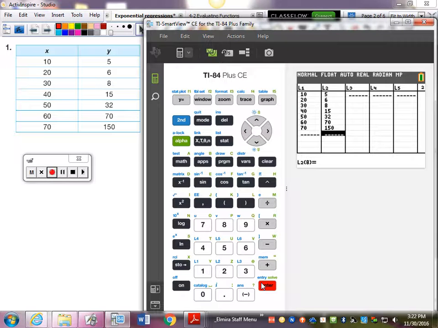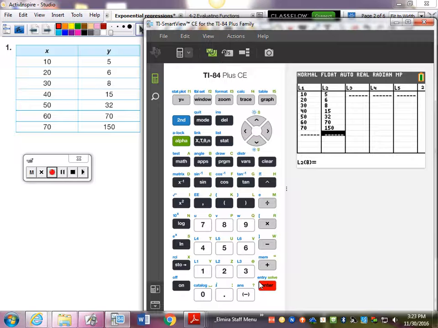Now, I always recommend that you check your entries into L1 and L2 before you leave the screen, because if you make a typo, you won't know it until you have the wrong answer. The calculator doesn't say, hey, I looked at your data and you typed it in wrong. It doesn't know, it only knows what you typed.